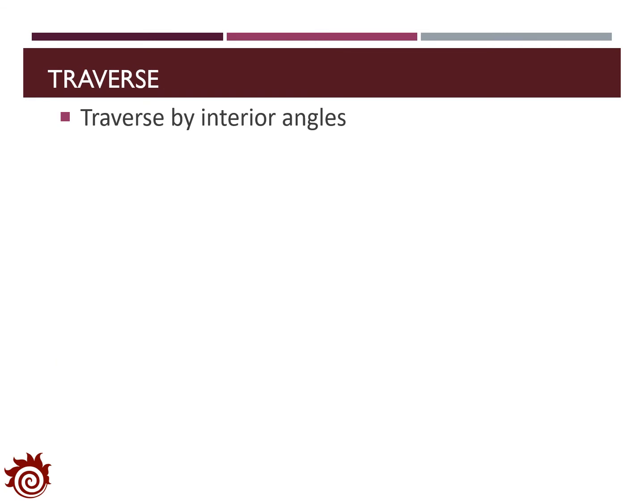The traverse can also be conducted based on interior angles. Now let's see one example to check the procedure of this method. First, we are given a line Q21 and a 6-side polygon 1, 2, 3, 4, 5, 6, and 1.